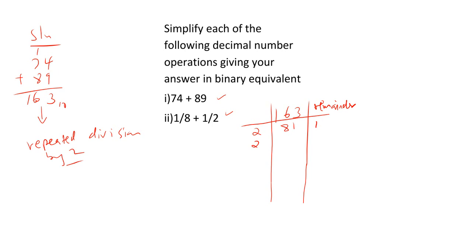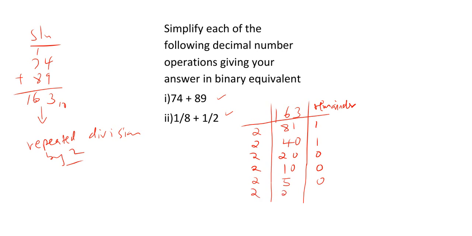By 2 again, we get 40. The remainder is also 1. By 2, we get 20. Here the remainder is 0 because 2 times 20 is 40. By 2 again, we get 10. The remainder is also 0. By 2, we get 5. The remainder is also 0.